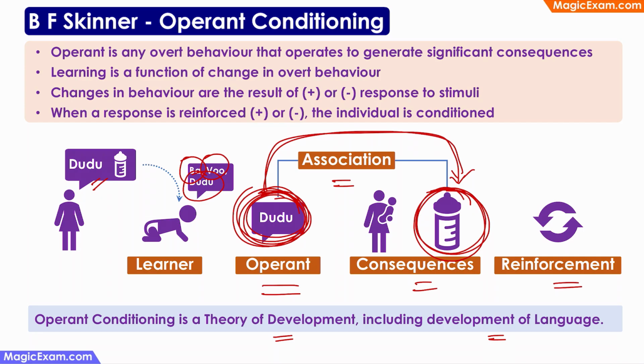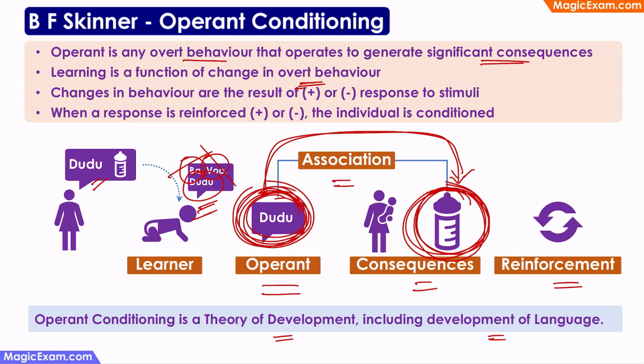And an operant is an overt behavior that operates to generate a significant consequence. So here the operant is saying these words and the consequence is the result. And learning is a function of change in overt behavior. That is, initially the child would say "ba" and sees that nothing happens. He says "woo" and nothing happens, but he says "duddu", then he gets milk. So he is learning to change his behavior. He realizes that "ba" and "woo" don't lead to anything, so there is no point in saying them. I might as well just say "duddu" because that leads to some consequence. So his behavior is changing because of the consequence.